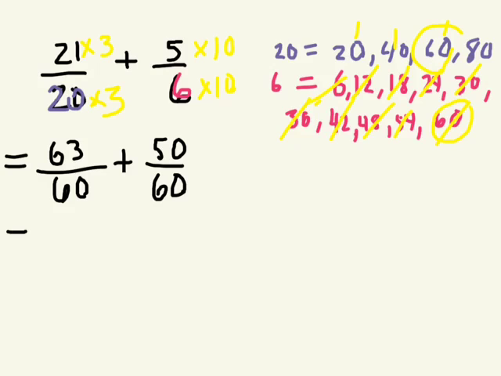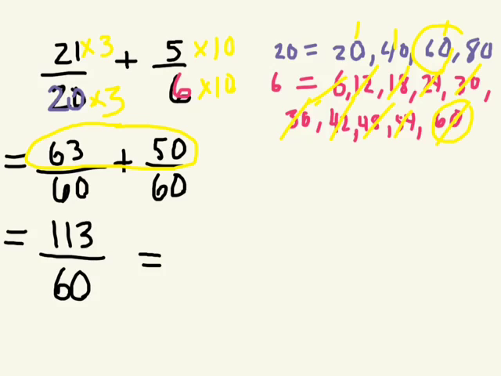Now what do we need to do when we're adding fractions? Do we add the denominators together? You add just the numerator. So it's 63 plus 50. 113. Good. And does the denominator change? No. It just stays out of 60. And again, we want to turn this into a mixed number. So we need to figure out how many times does 60 go into 113?